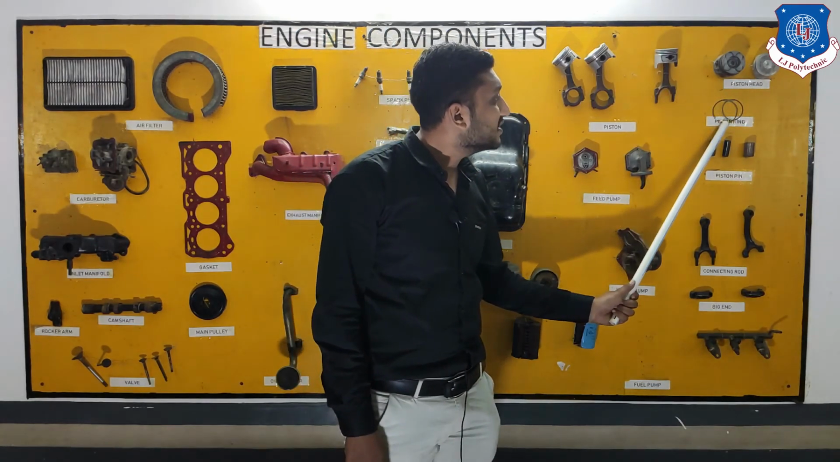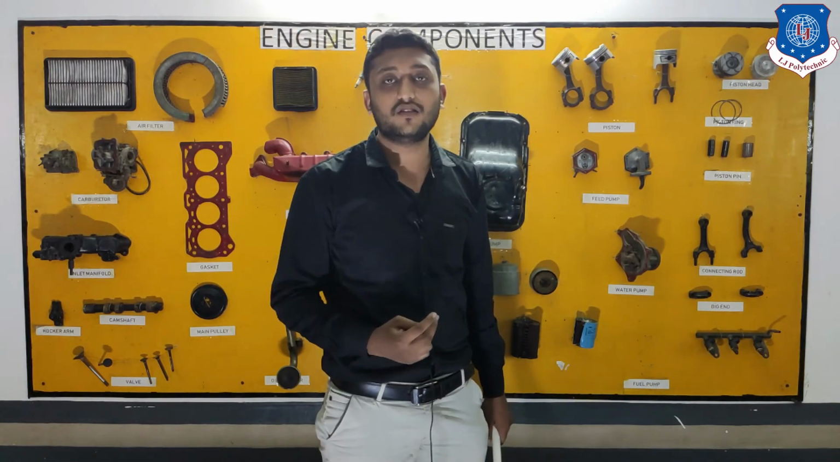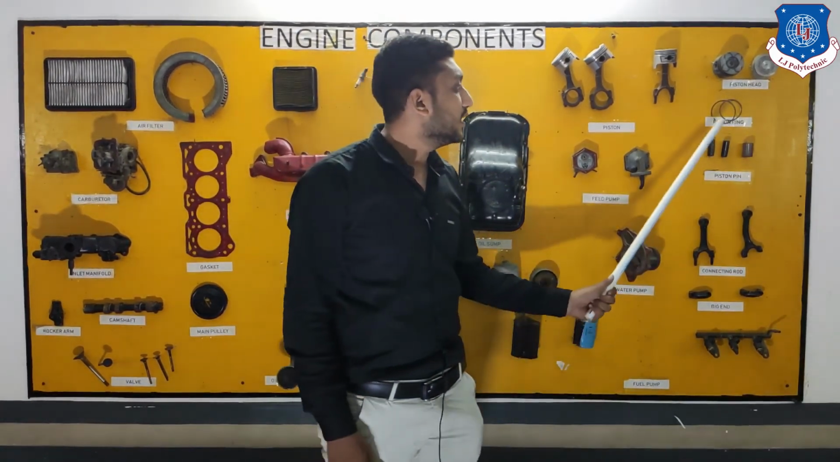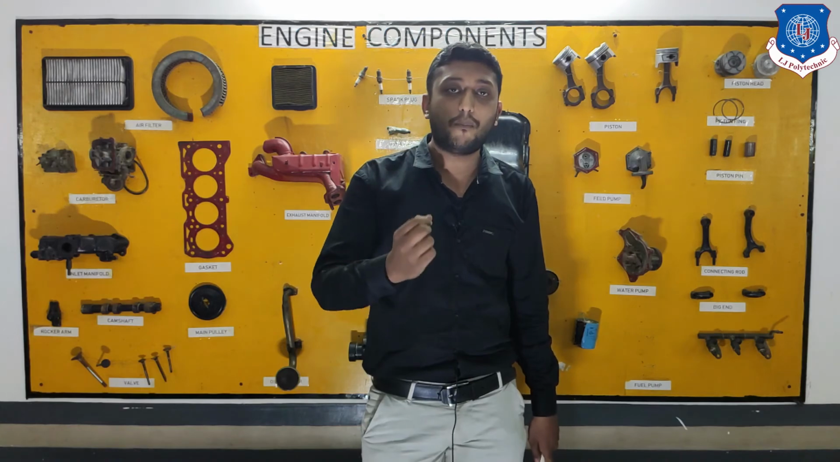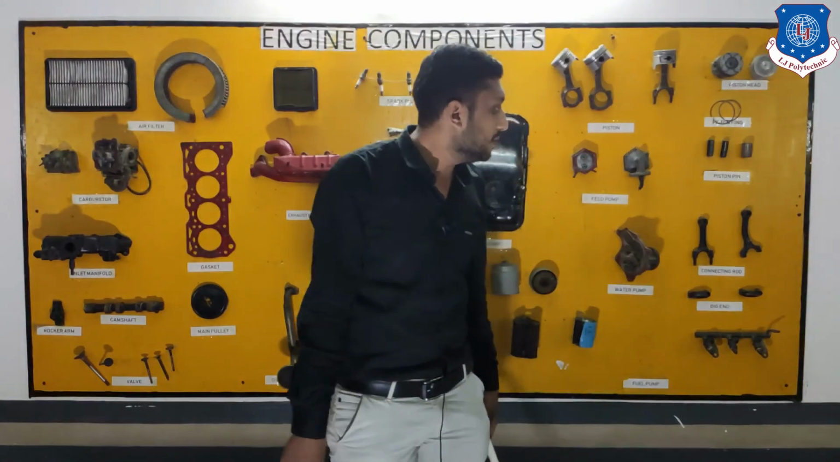Here you can see the piston ring. There are two types of rings. First, the compression ring, and second, the oil ring. The number of compression rings is 2, and the number of oil rings is 1. Why are 2 compression rings provided? They are provided in order to facilitate proper compression inside the combustion chamber.